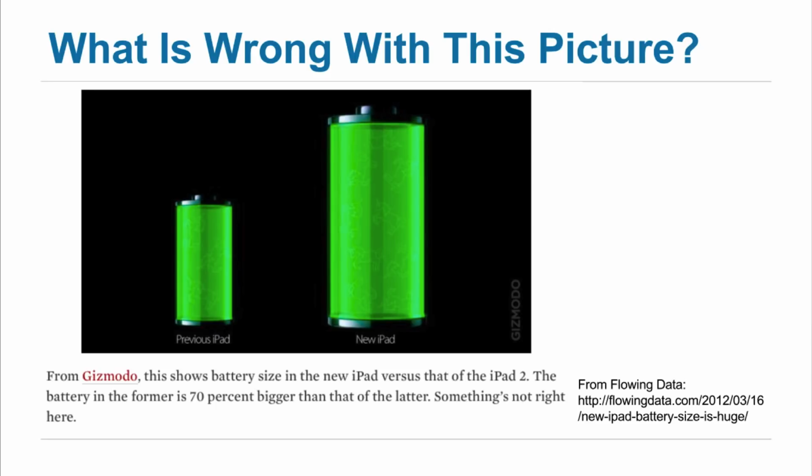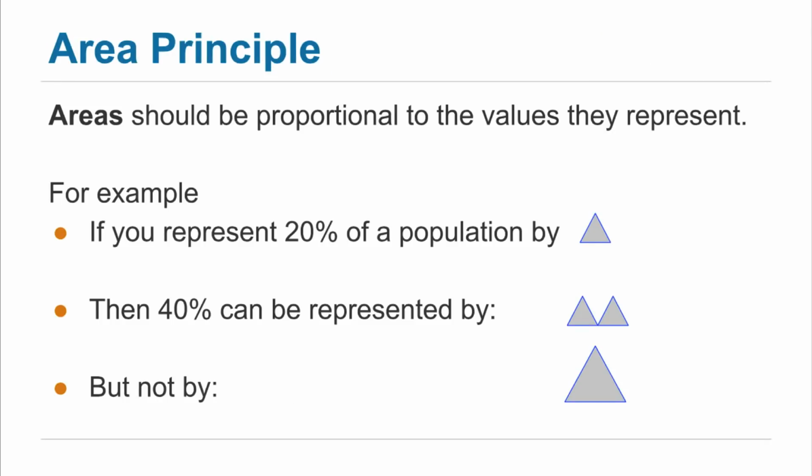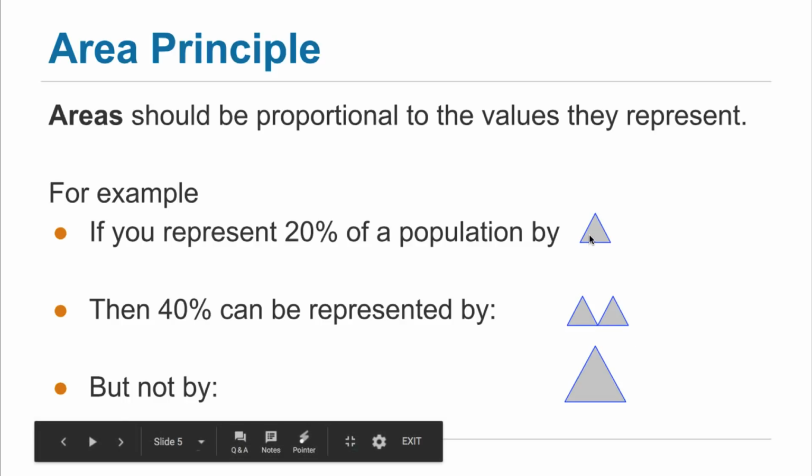So the area principle says that areas should be proportional to the values that they represent, because your eye picks up area. For example, if you choose to represent 20% of a population by this triangle here, then you can represent 40% by two of those triangles, but not by one huge triangle where you have doubled both the width and the height. That's too big. That huge triangle will actually hold four of these little ones.